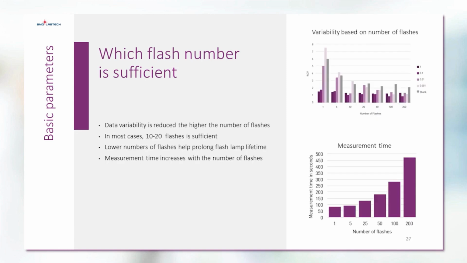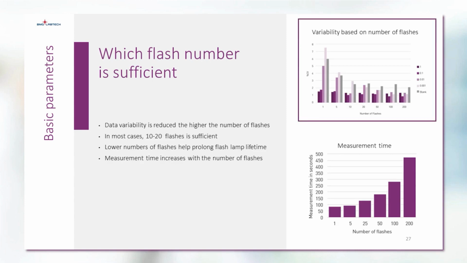In general, data variability, which is depicted in the graph on the upper right, is reduced with the increasing number of flashes. To show this, here again we measured multiple fluorophore standards ranging from concentrations of 1 to 0.001 nanomolar using different flash numbers. And in this graph here, data variability in %CV was then plotted against the number of flashes.